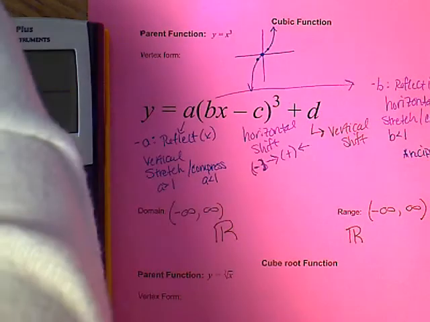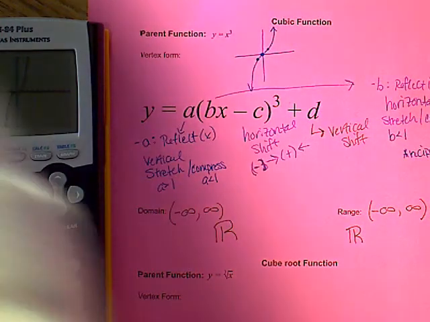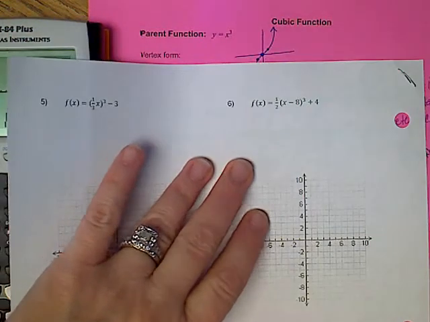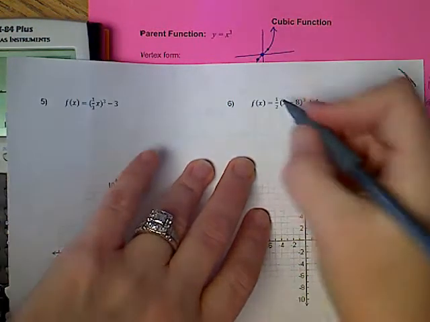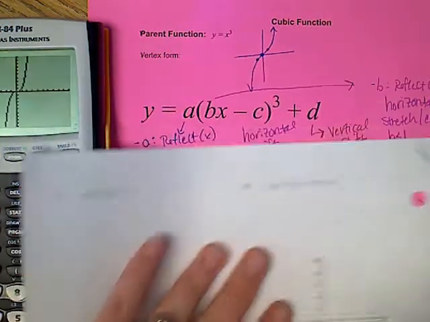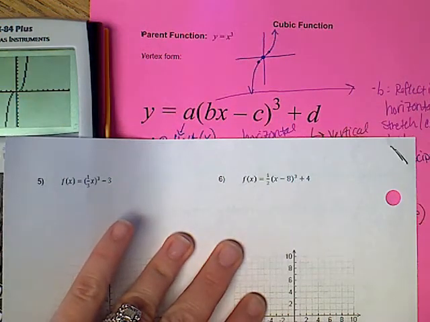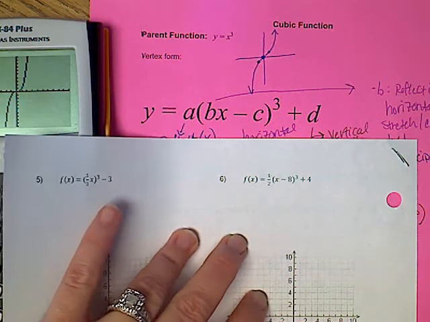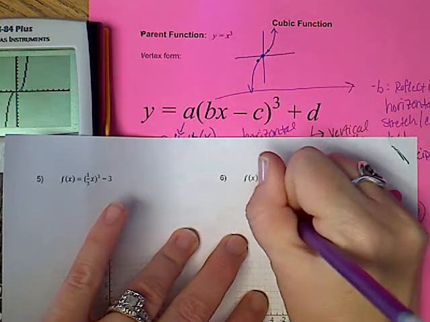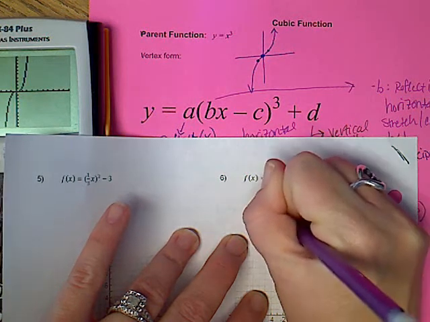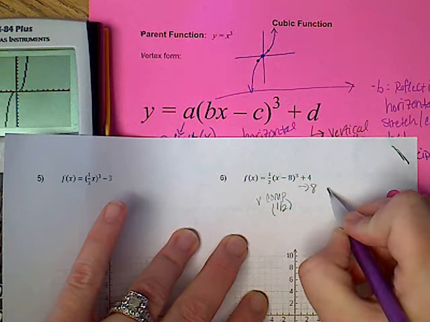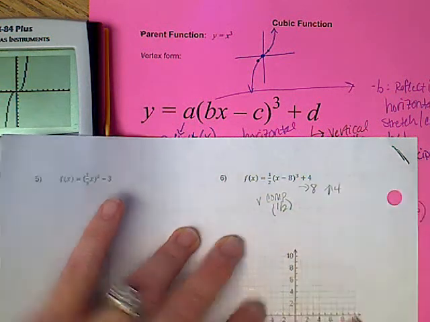If you'd like an example of how to do these graphs, I will work on this one problem with you very quickly just so that you can see it. Here we've got 1/2. If you notice, that's in A's place. It is outside of the parentheses, so we're going to have a vertical compression by 1/2. We're going to move to the right 8, and we're going to move up 4.